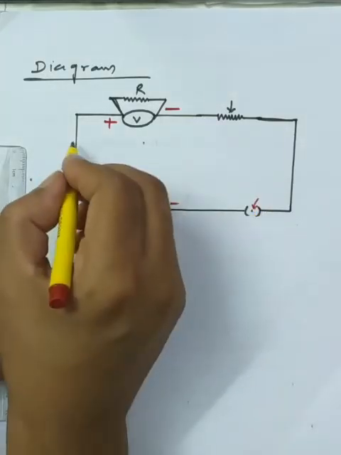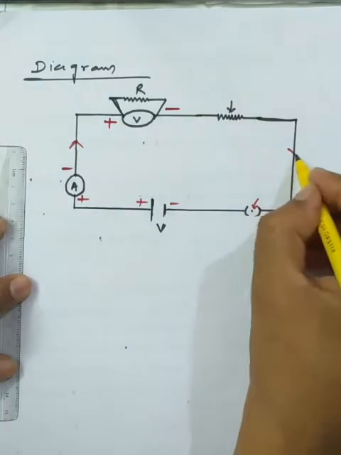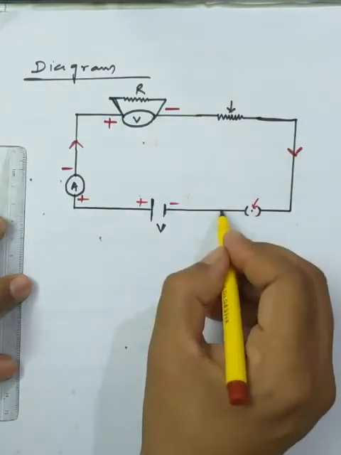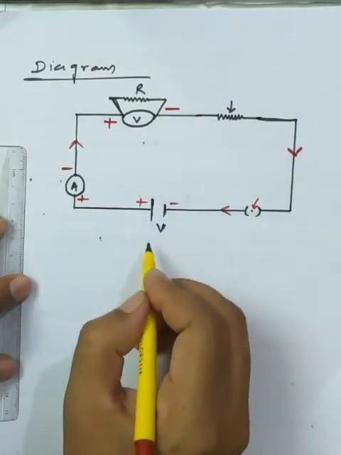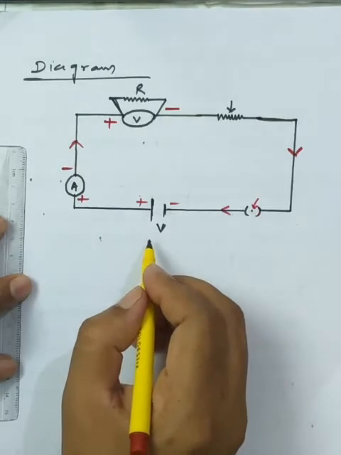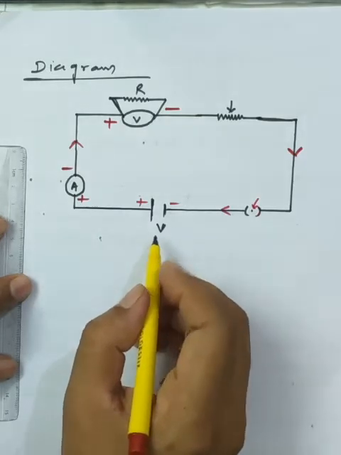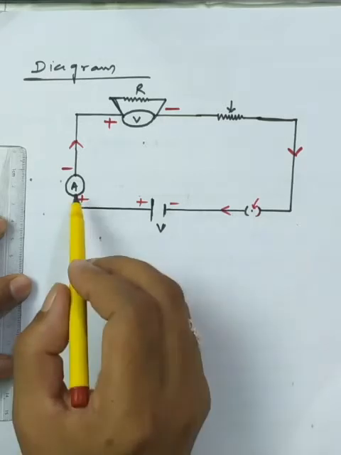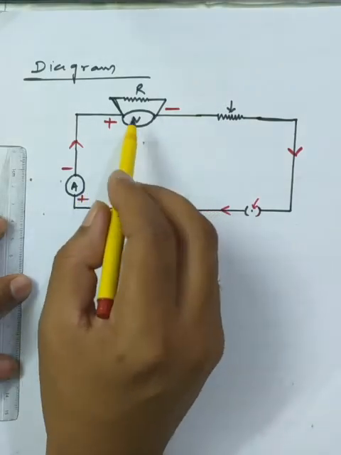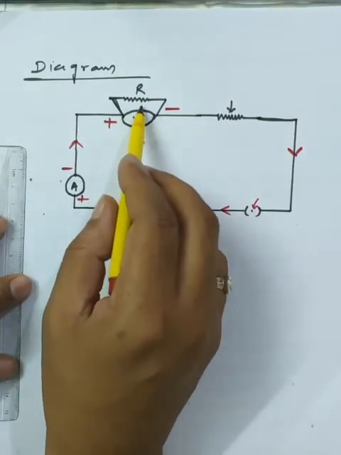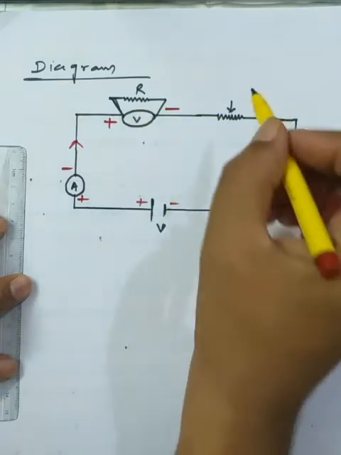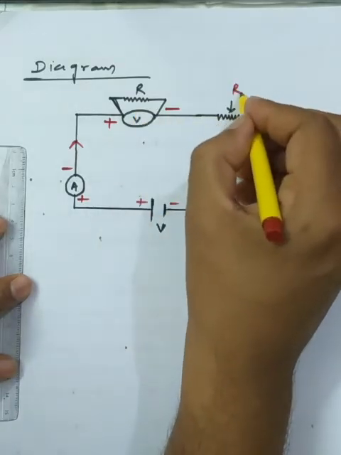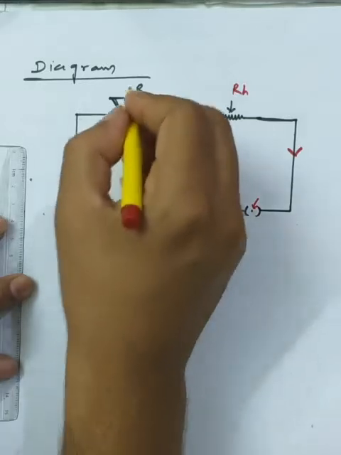So whenever we insert the key, we are giving the direction of the current in this circuit. So this is the proper way to represent the concept of the circuit we have. Okay, so we have used the battery, ammeter, voltmeter. Across the voltmeter we have the resistance wire, that is called the resistor, and here we have the rheostat. So I am putting it as RH.